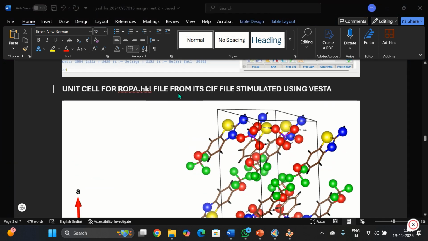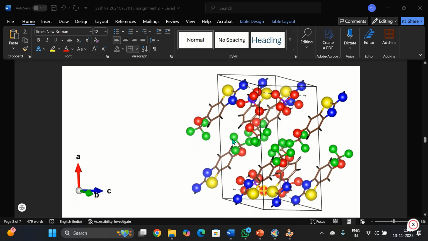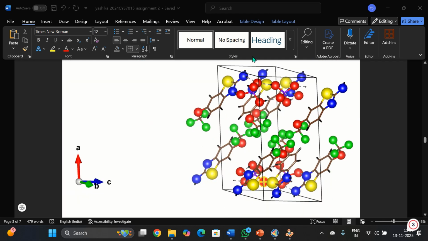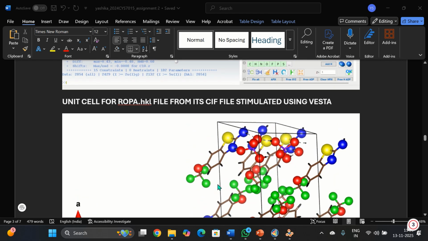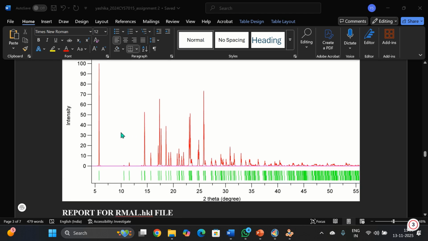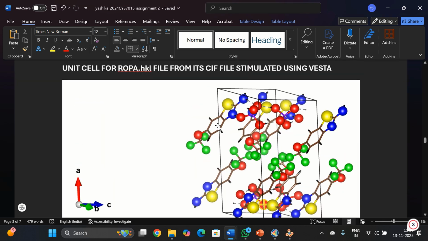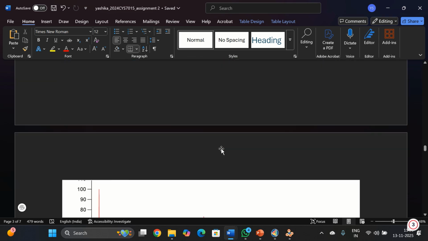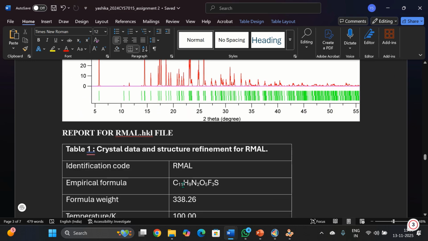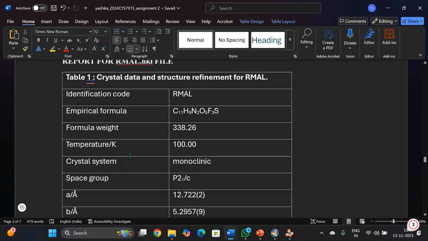how the unit cell, simulated using Vesta from its file, shows how the molecule that we have created using Olex is packed in a unit cell as done before. And the simulated PXRD pattern using the same software, which is Vesta, shows where the peaks should appear if a compound having this molecular formula is synthesized. The peaks should appear at these points, and we can check the phase purity. Similarly, for the rmal file, very similar techniques have been used.